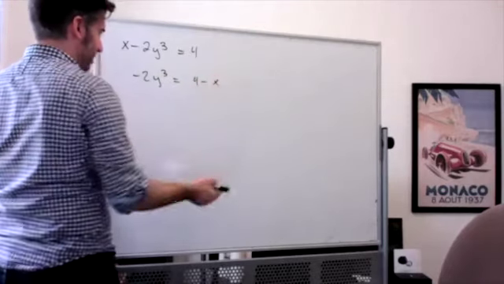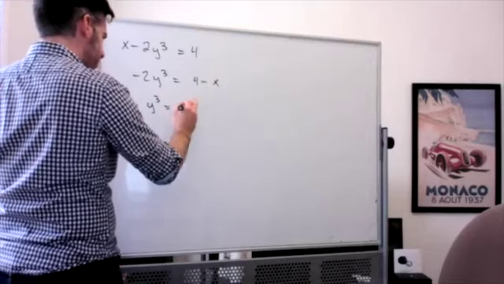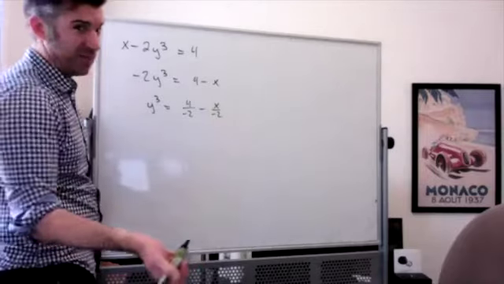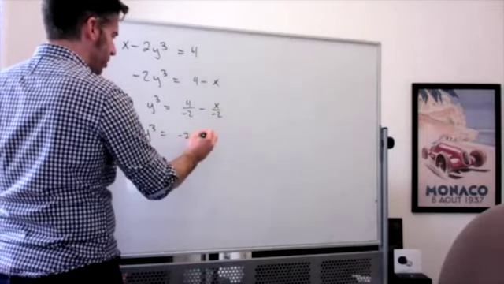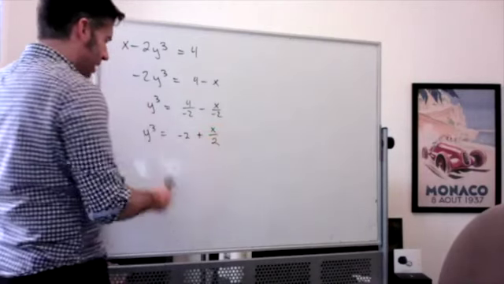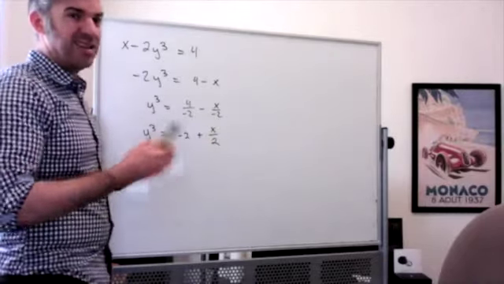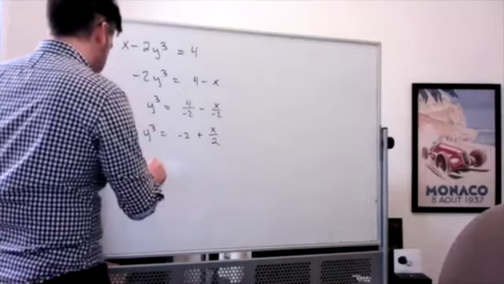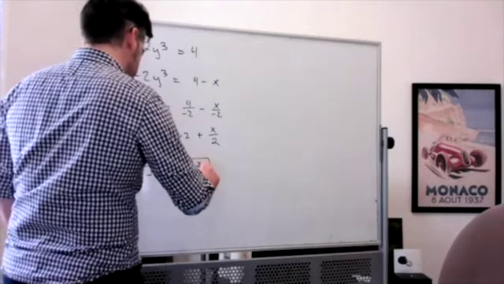I'm going to divide by negative 2. So y cubed equals 4 divided by -2 minus x divided by -2, which I would probably simplify. I'd probably write that as -2 plus x over 2 or plus 1/2 x, either way you want to write it. And then I'm going to take the cube root of those x. And we know that when we take the cube root, it doesn't give us this plus or minus into the square root or any even root. So we're going to get y equal to the cube root of -2 plus x over 2.